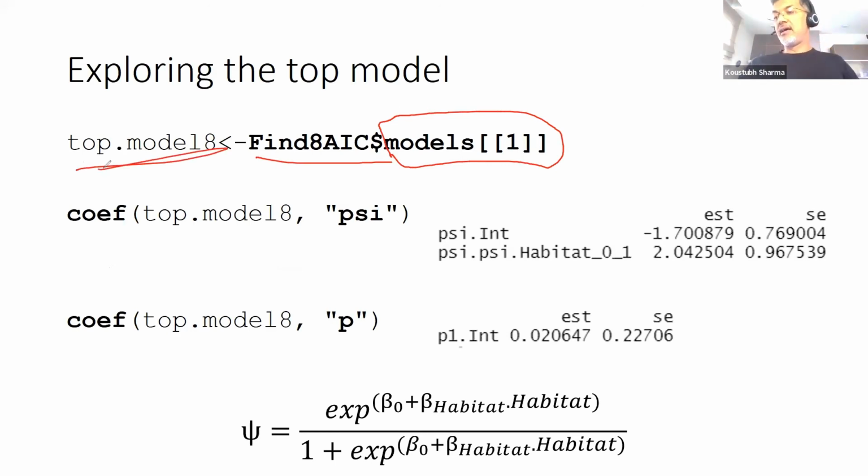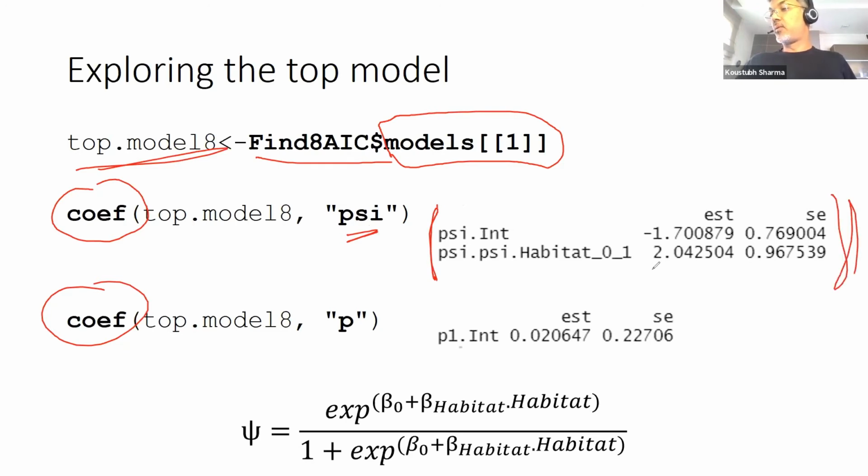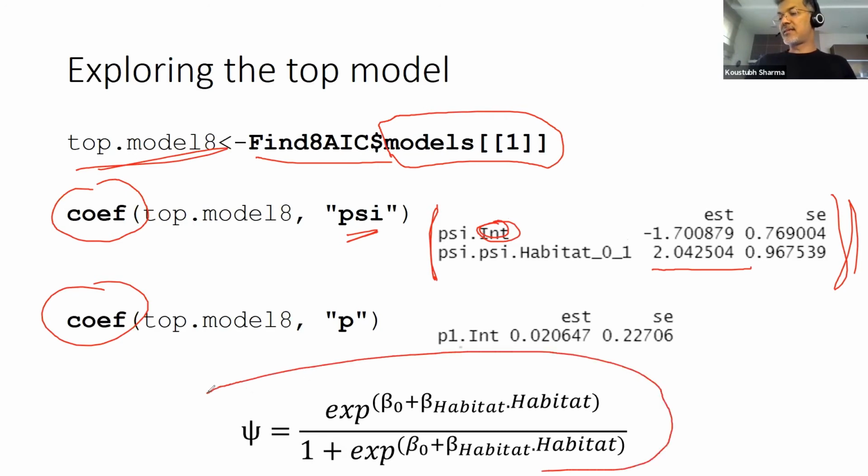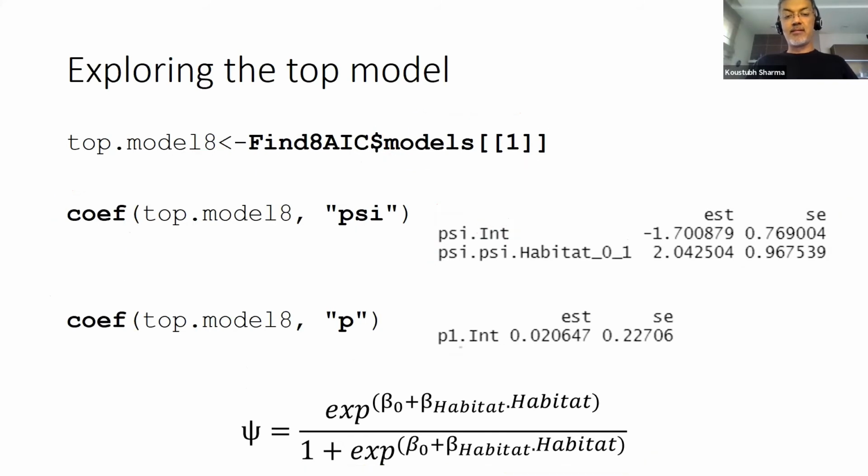You take the top model, and there is a function that you use called coefficient. When you use the function coefficient, it tells us the value of psi. In this case, it's giving me a coefficient of psi which is 0.2 for habitat and minus 1.7 for the intercept. What does it mean? You remember the straight line equation, then we converted it into a logistic regression equation. This is exactly what it means. So in other words, let me just show you the next slide, might be clearer.